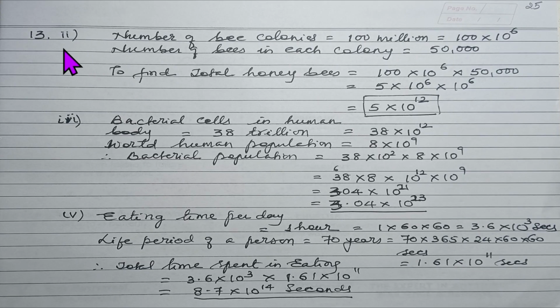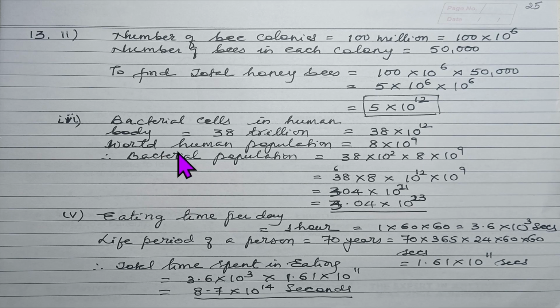Now coming to the next question, number of bee colonies is 100 million, and that is 100 into 10 raised to 6, and number of bees in each colony will be 50,000. Therefore the total number of honey bees will be the total number of colonies into number of bees in each colony, that is 100 into 10 raised to 6 into 50,000, and that becomes 5 into 10 raised to 6 into 10 raised to 6, and that is 5 into 10 raised to 12 bees. Remember that.